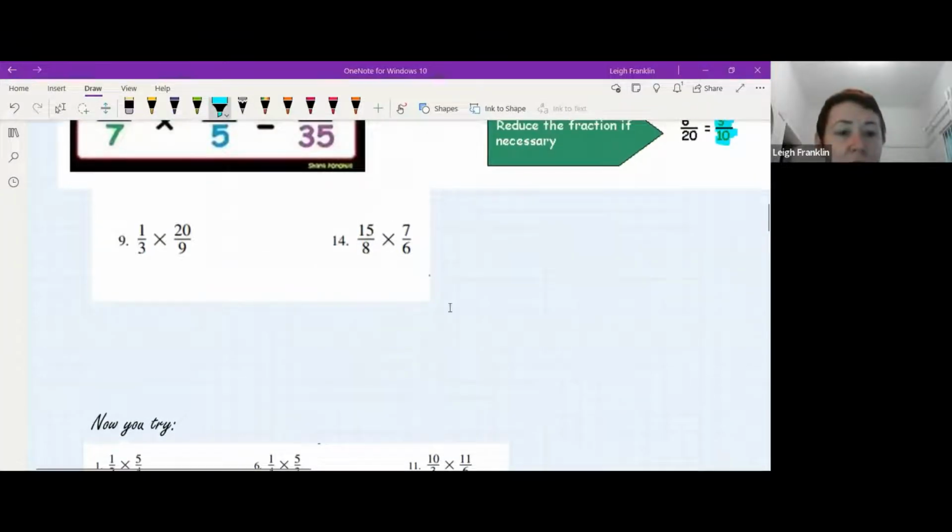Just a couple of examples that I wanted to do with you before you go ahead and try these. The first one is question number 9. If we have a look at this question, we can see that there's no simplification that can be done first. As far as simplifying is concerned, we can only divide something at the top with something at the bottom. So there are no common factors between 20 and 1, and 3 and 9.